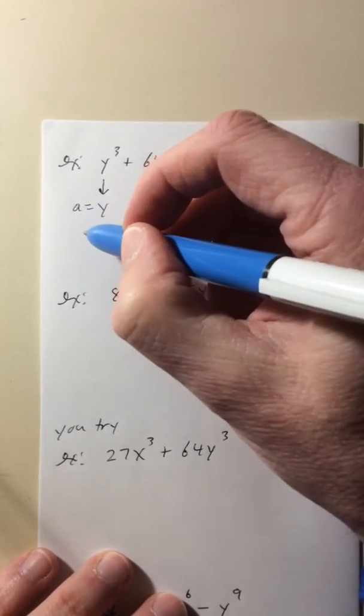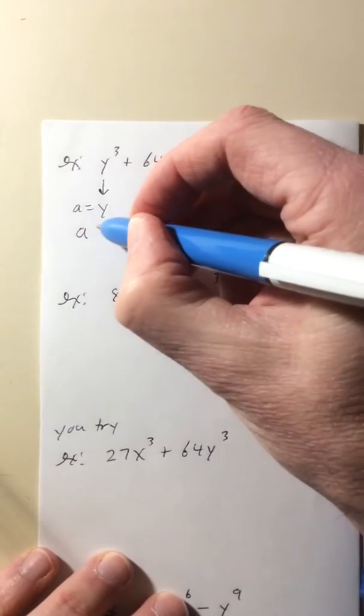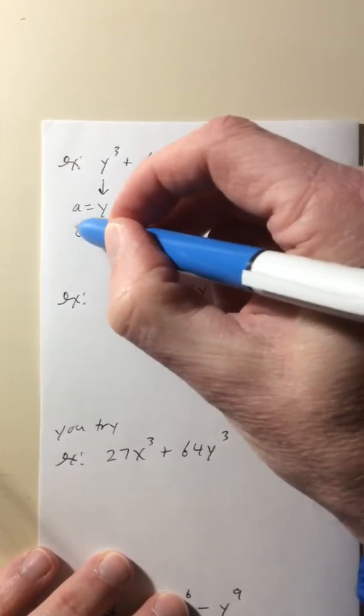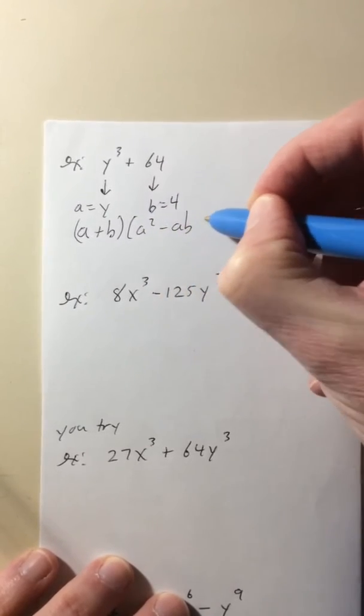And then we're just going to plug them right into the formula. Then I'm going to write the formula again. So we got a plus b, in this case, because this is the sum of cubes, times a squared minus ab plus b squared.